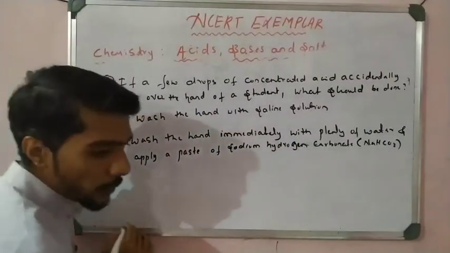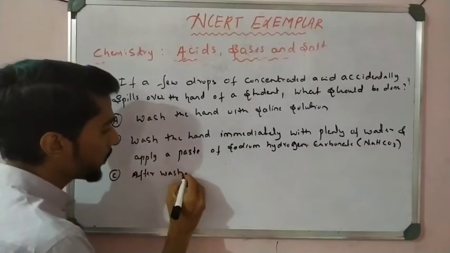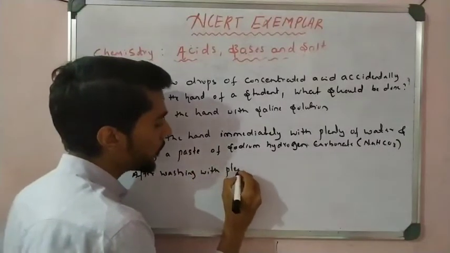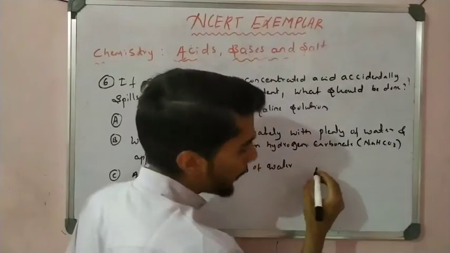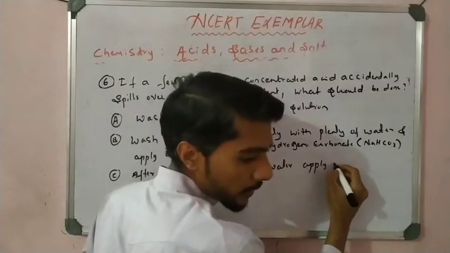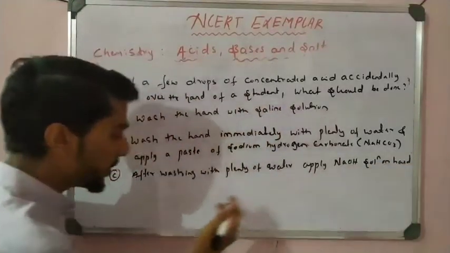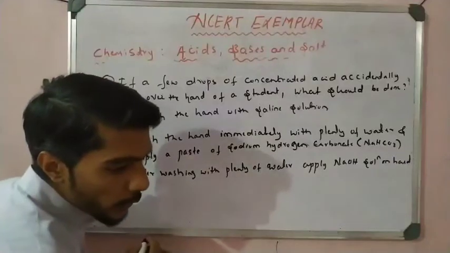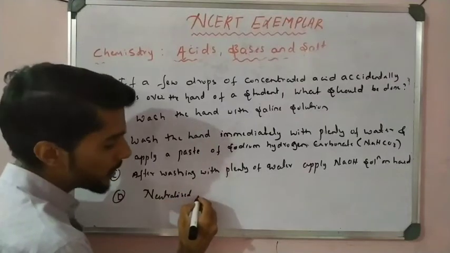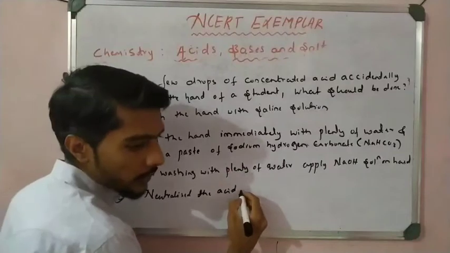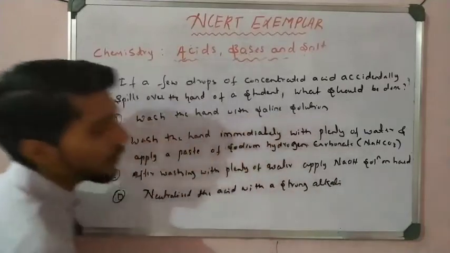Or the third option: after washing with plenty of water, apply NaOH solution on the hand, because it is a base. Option D: neutralize the acid with a strong alkali. So which is the correct answer?